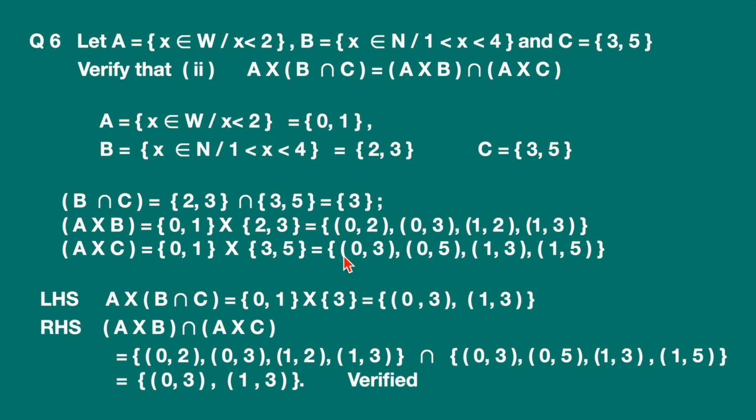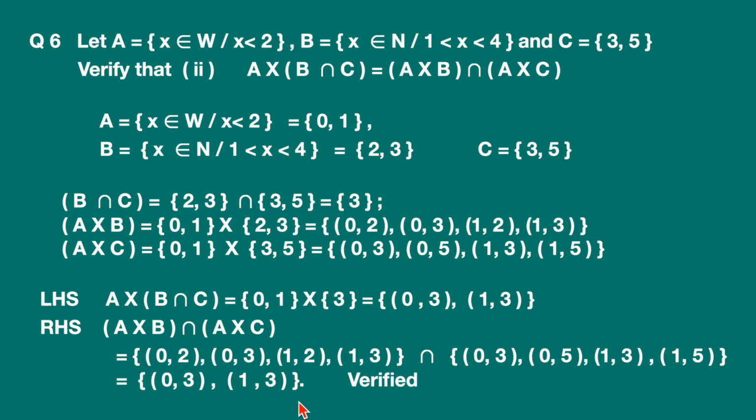RHS, okay, so this is A cross B, we found it. A cross C, we found it. Do the intersection. Write down only the common elements of this. So here you can see (0, 3) is here, (0, 3) is here. So write it down. (1, 3) is here, (1, 3) is here. Write it down. The rest you should leave.